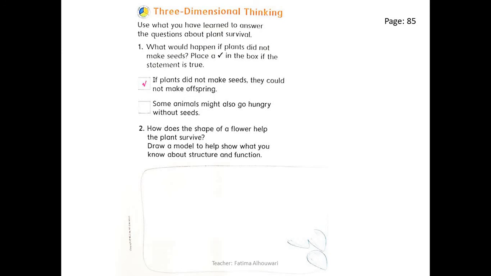Some animals might also go hungry without seeds. That's also right because a lot of animals depend on plants to eat. So we will take this statement also. That's right. Now it's time to draw. Please, grade 1, on your book, page number 85, in this space, draw a model to show how the shape of a flower helps the plant survive. And show me later, grade 1.